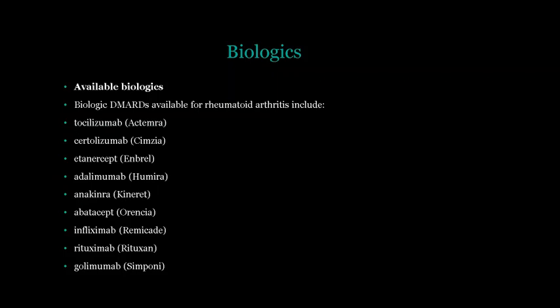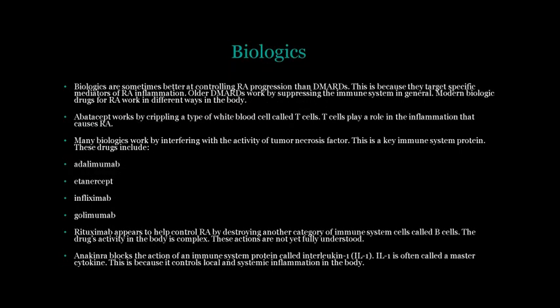The available biologics include Actemra, Cimzia, Enbrel, Humira, Kineret, Orencia, Remicade, Rituxan, and Simponi. They are sometimes better at controlling RA progression than DMARDs. This is because they specifically target mediators of rheumatoid inflammation. Older DMARDs work by suppressing the immune system in general. Modern biologics for RA work in different ways in the body.